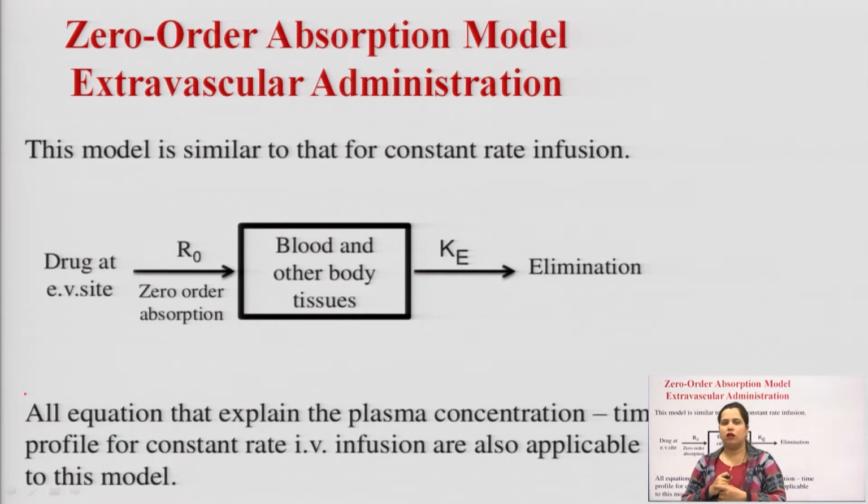That means, drug at the extravascular site, with R0 as the zero order absorption rate constant, goes to blood and other body tissues. So, first the drug reaches the absorption site, and then, following zero order absorption kinetics, it goes to blood and other body tissues and is finally eliminated. So, this is how zero order kinetics is followed in extravascular administration. All the equations that explain the plasma concentration time profile for constant rate IV infusion are also applicable to this model. What we have studied and discussed, the derivations and equations for following zero order kinetics, the same equations will be followed here.